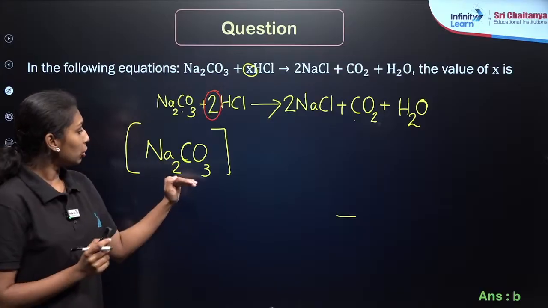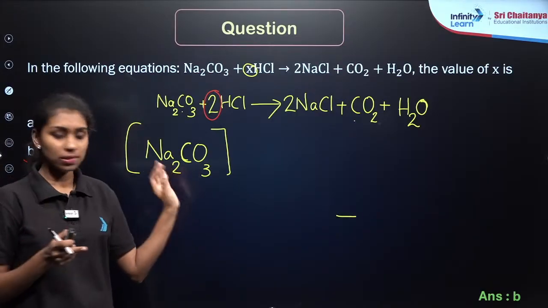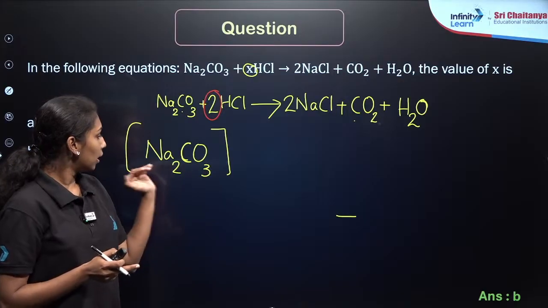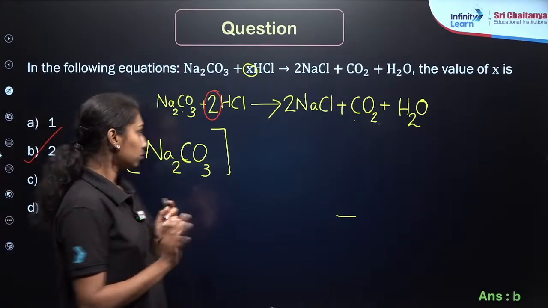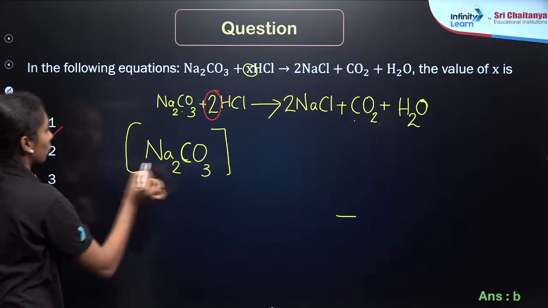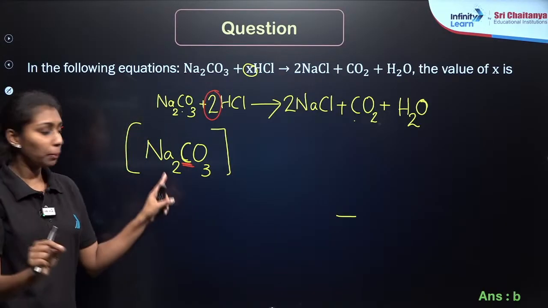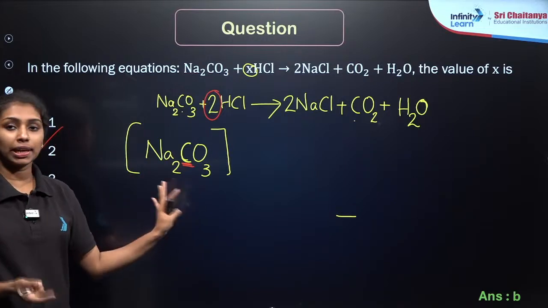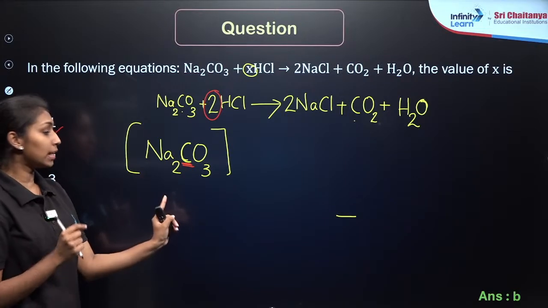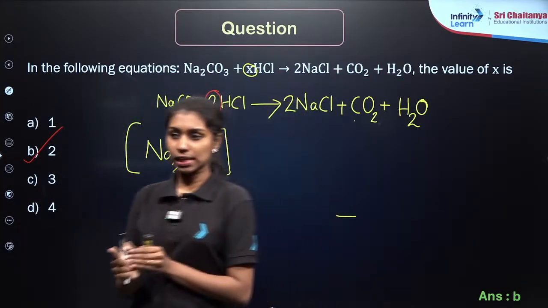Okay, in the case of Na2CO3, I hope you must have an idea about the oxidation number of carbon and oxygen. Then what about sodium? For example, if I need to calculate the oxidation number of carbon in the case of Na2CO3, the first step is that I need to add the oxidation numbers of each of the atoms present here, right?